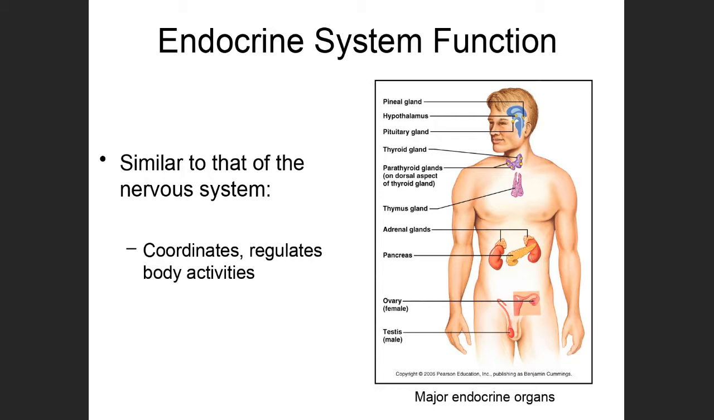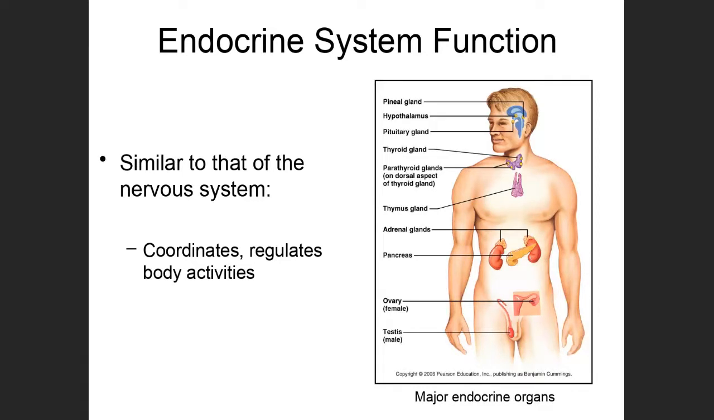The first thing that I would say about the endocrine system is its function, what it actually does in the body, is very similar to that of the nervous system in that it coordinates and regulates all body activities. So that may cause you to question why we need both of these systems, and here's why.